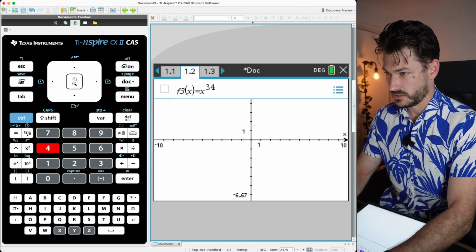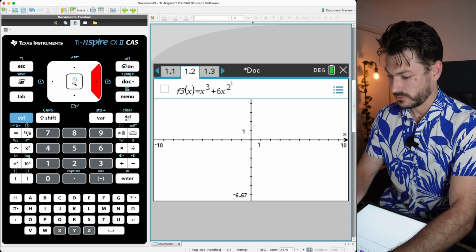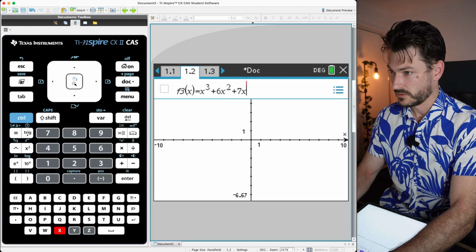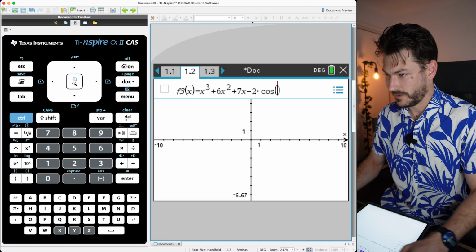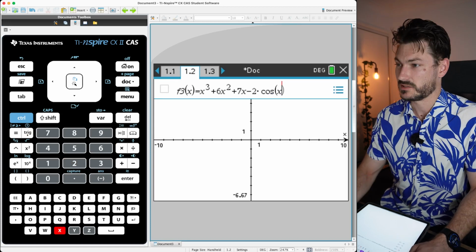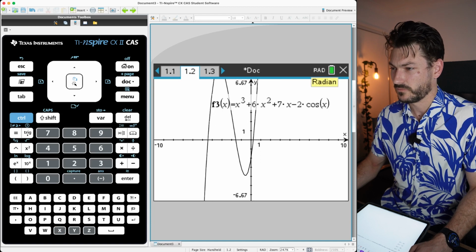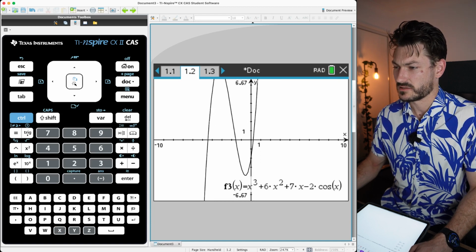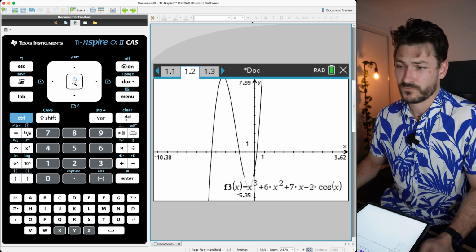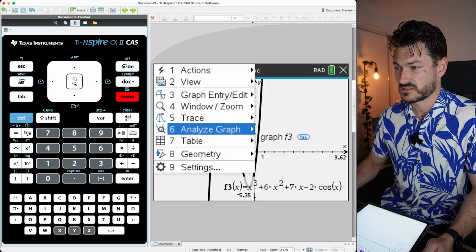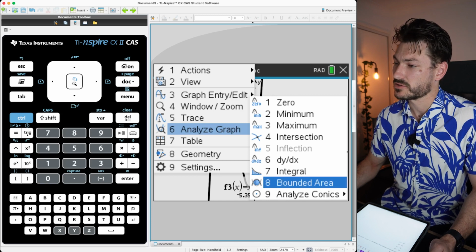We've got x cubed plus 6x squared plus 7x minus 2 times cos of x. Now keep in mind, typically when you graph, you want to be graphing in radians. So just keep that in mind, unless otherwise indicated, graph in radians. And we want when this guy changes concavity. So all that means is I'm going to go menu, analyze this graph, and I'm looking for a point of inflection, which is turned off with my algebra.